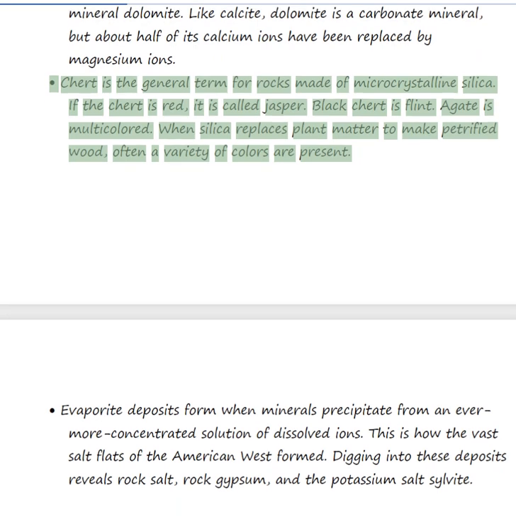Chert is the general term for rocks made of microcrystalline silica. If the chert is red, it is called jasper. Black chert is flint. Agate is multicolored. When silica replaces plant matter to make petrified wood, often a variety of colors are present.